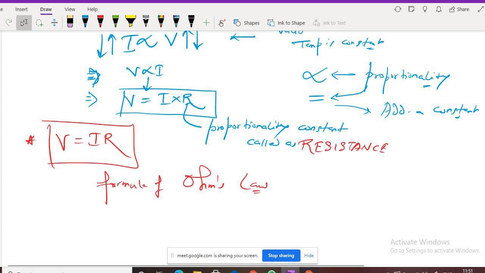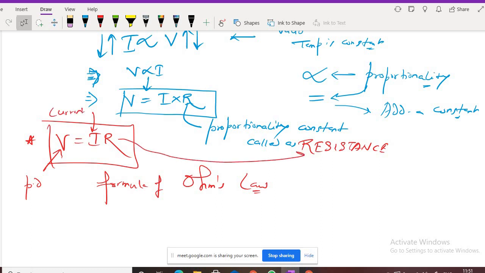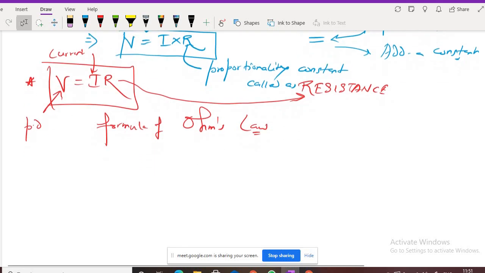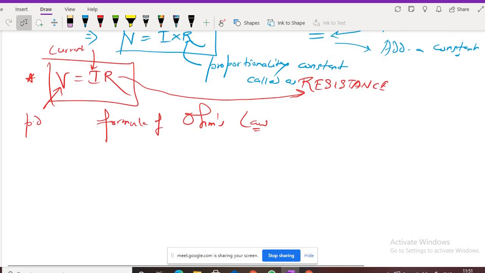Anybody has any problem? Sir, V means what? V means potential difference. What is I, sir? I means current. And what is R, sir? R means resistance. This much clear? V equals IR. So if somebody asks you what is the formula of Ohm's law, what will you say? The formula of Ohm's law is V equals IR. But this is valid only when temperature is constant. Clear?